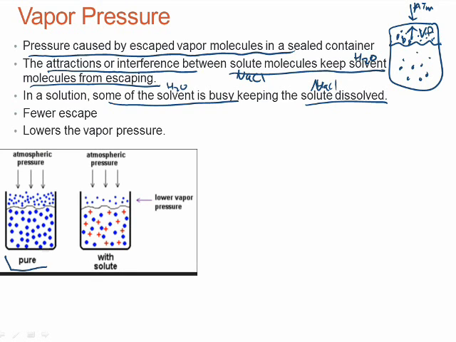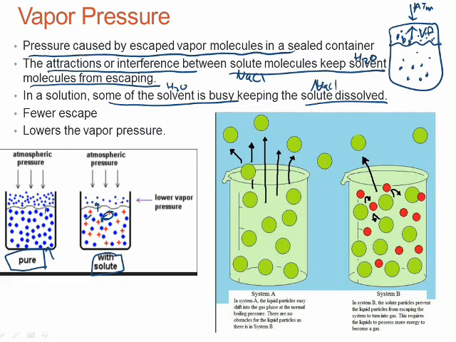Here we have pure water down here, and we have a vapor pressure. The molecules will leave. But once we add solutes, such as salt, that lowers the vapor pressure, because instead of leaving, these molecules are busy dissolving the solute. So there are not as many particles here, not as many water particles. That means a lower vapor pressure.